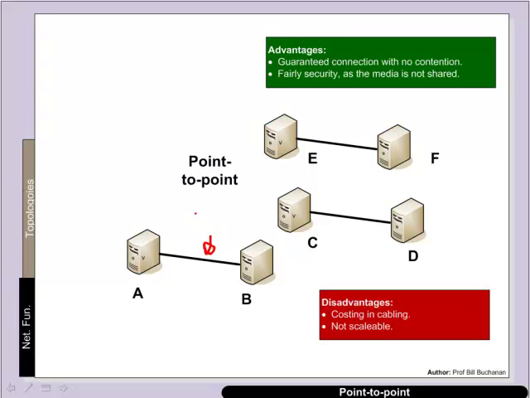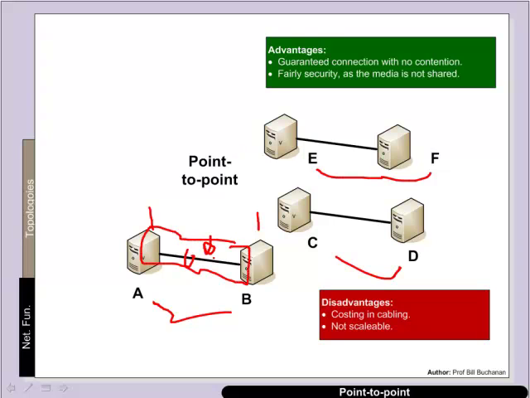And this is a fairly efficient method, because all the traffic from A that goes to B goes through this media here, and there is no contention, and all the connections can communicate at the same time without affecting each other. It's also fairly secure in that the communications between A and B only go between them, so that E and F and C and D can't actually listen to their communications.